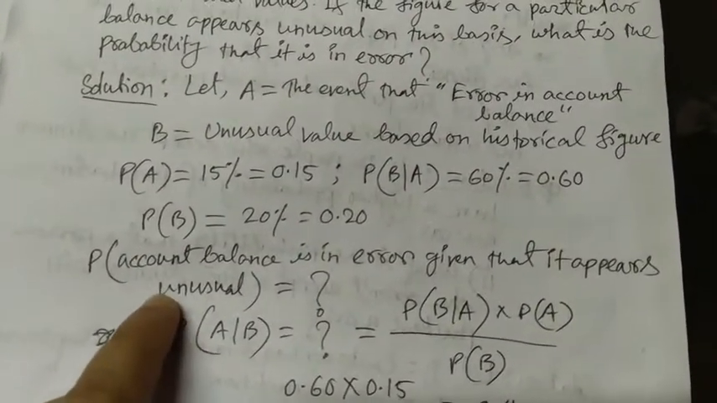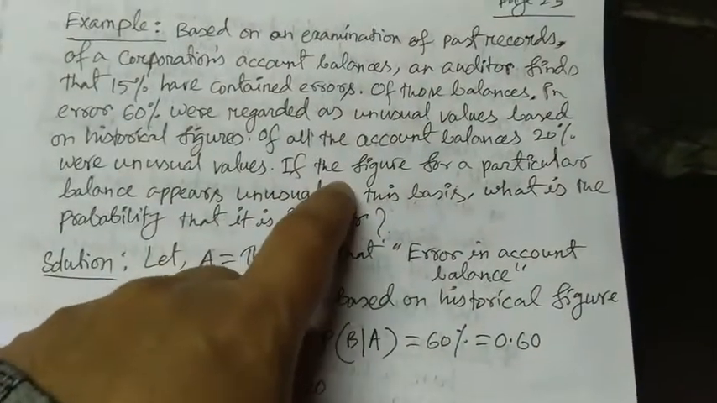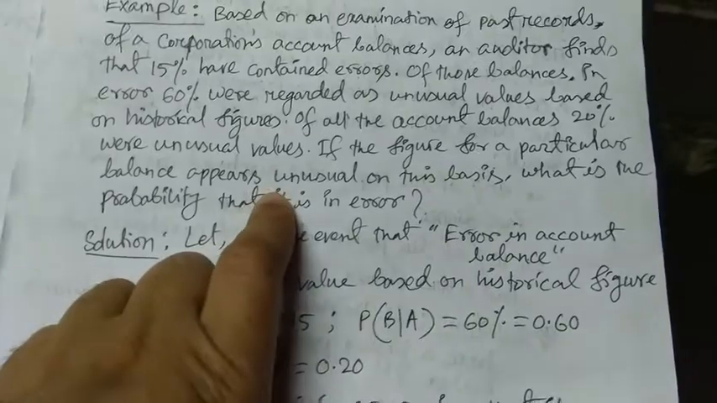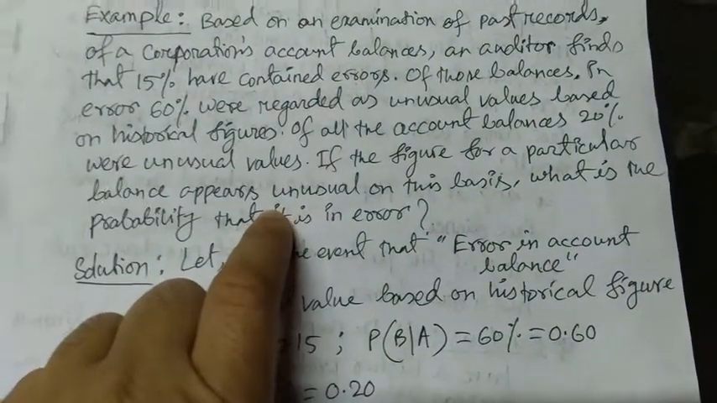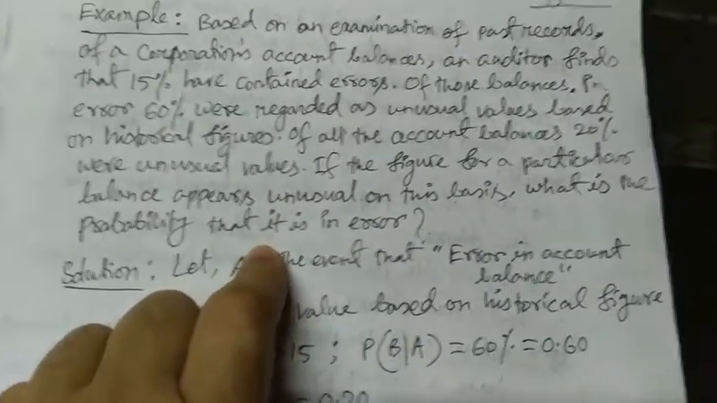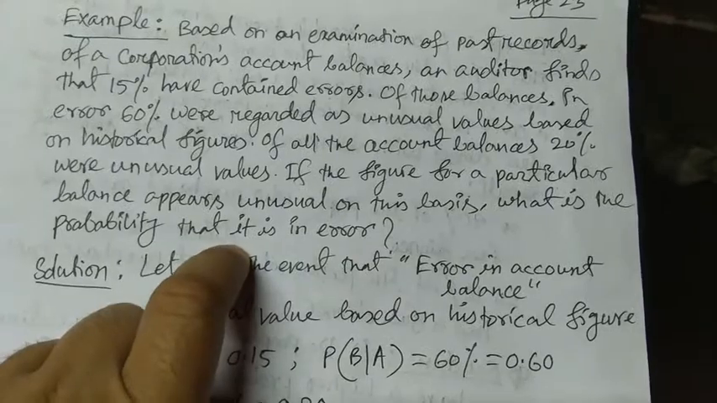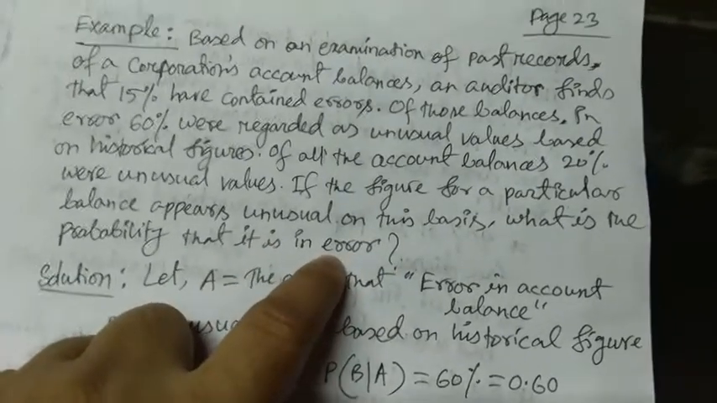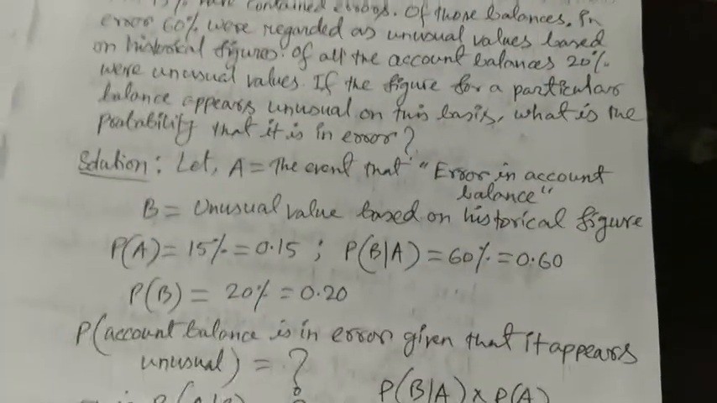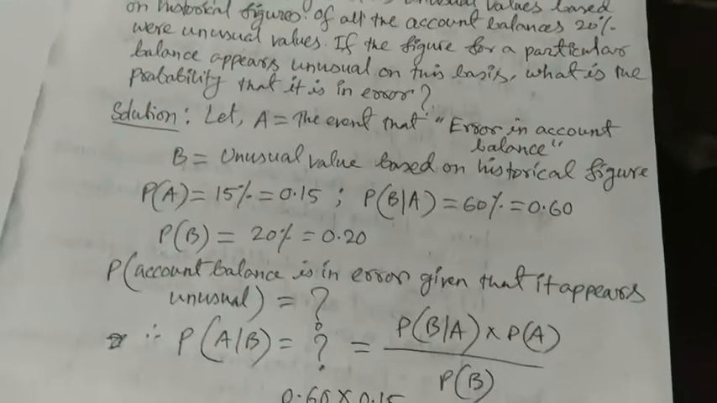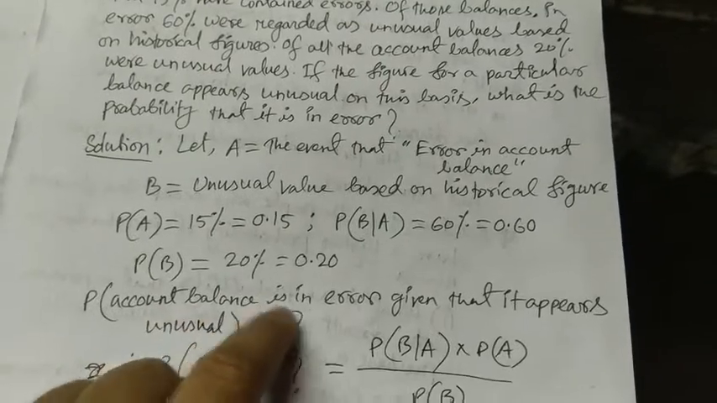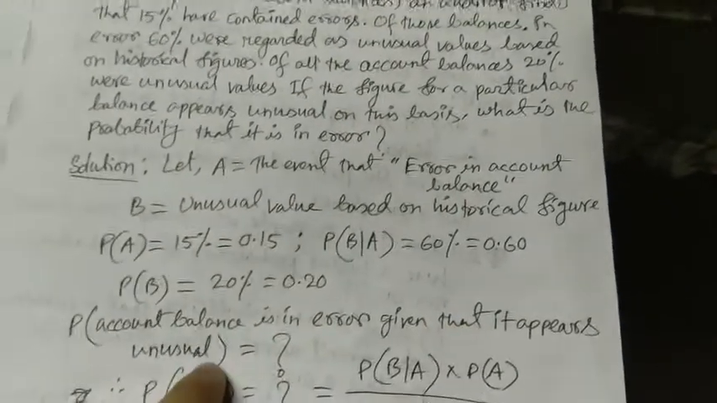The question is asking: if the figure for a particular balance appears unusual on this basis, what is the probability that it is in error? That means we need to find the probability that the account balance is in error, provided that it is already unusual, that it already contains unusual values. So we need to find the probability of A given B, that is, the probability that the account balance is in error given that it appears unusual.